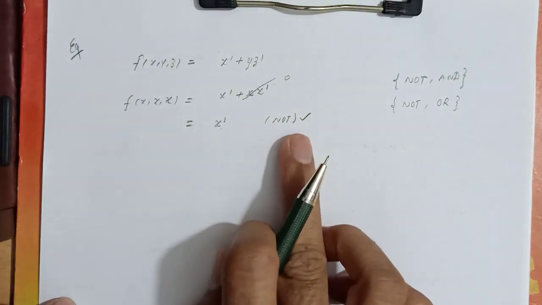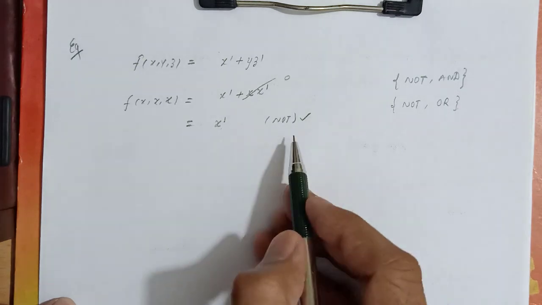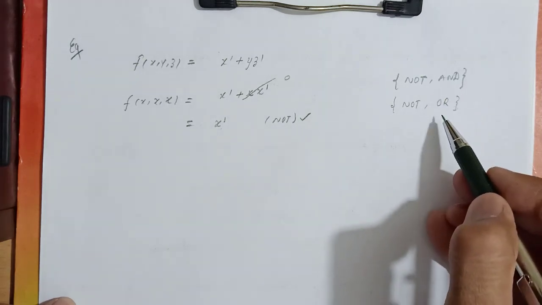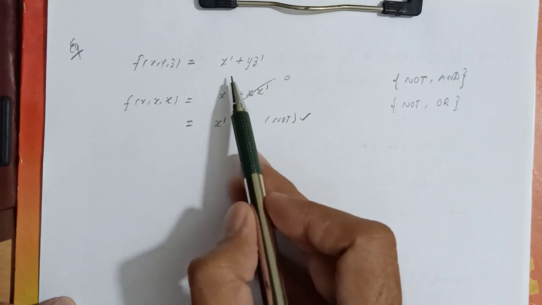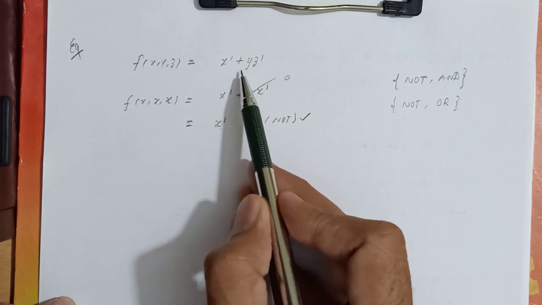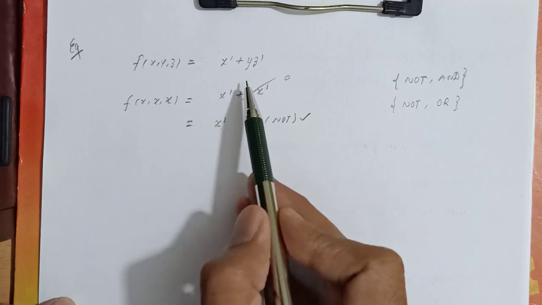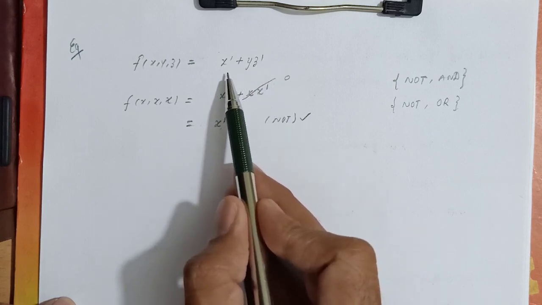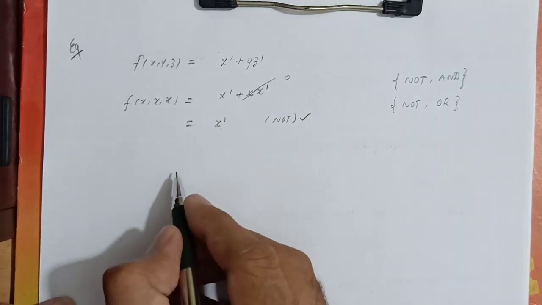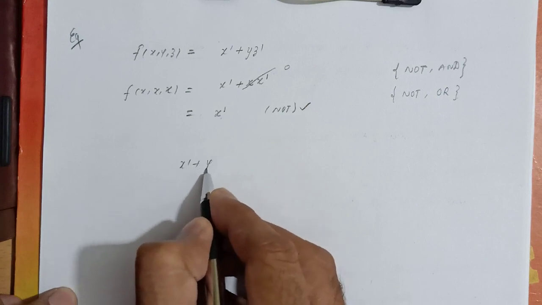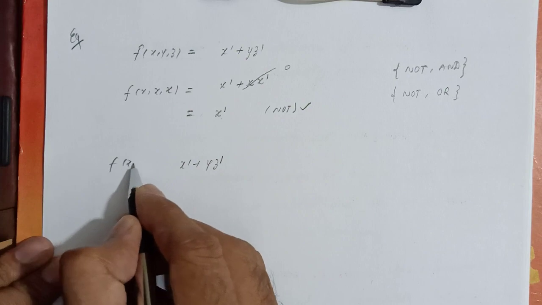After realizing the NOT operation, we will try to realize either AND or OR. Here we are given the operation in SOP form. So firstly we will try to generate the OR operation. So it is x dash plus y z dash. It is the given operation f of x y z.